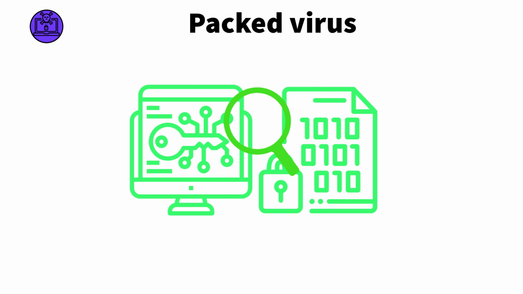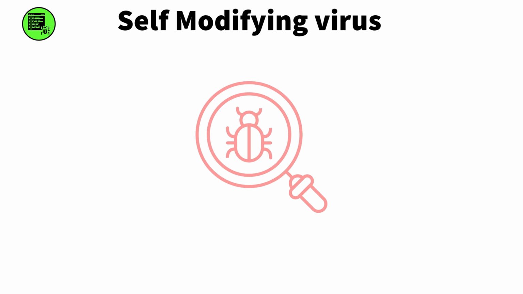Packed viruses use compression or encryption techniques to conceal their code from antivirus scanners. They unpack or decrypt themselves when executed, allowing the virus to infect the system.